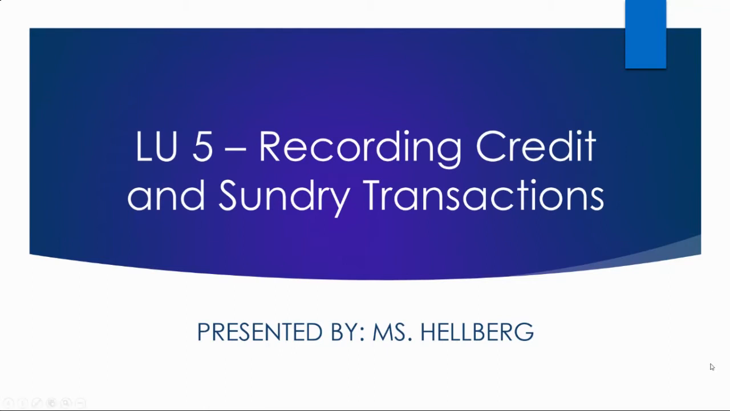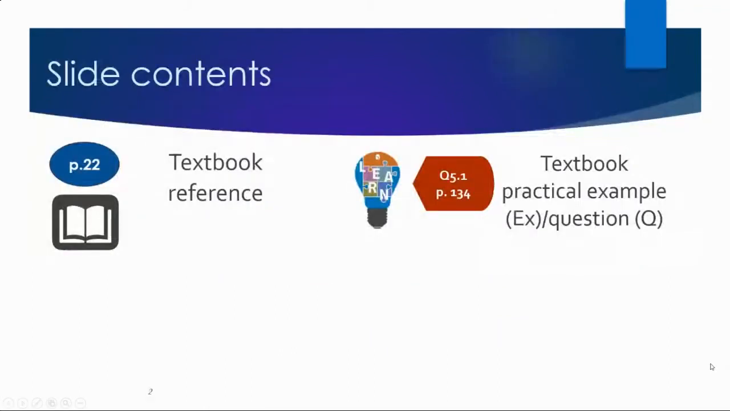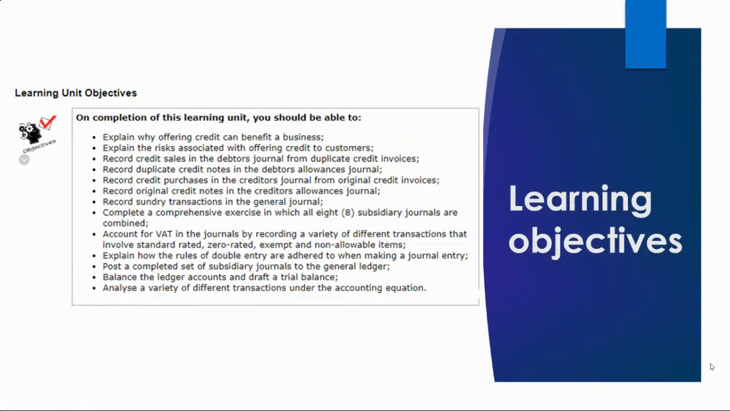Okay, so let's have a look at the learning units that we're going to cover today. Today we're going to look more at the recording of your debtors journal, your debtors allowance journal, your creditors journal, as well as your creditors allowance journal, and then your general journal. So you can see we're going to discuss 5 types of journals today. The first 4 relate to your credit transactions, and the last one relates to the sundry transactions.